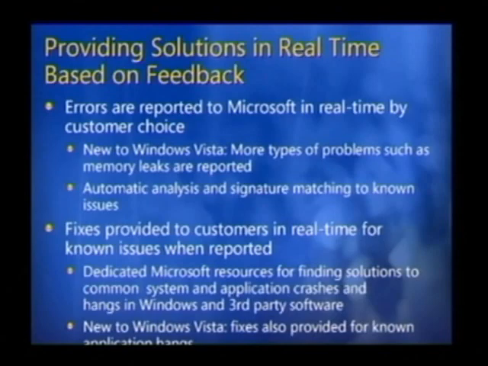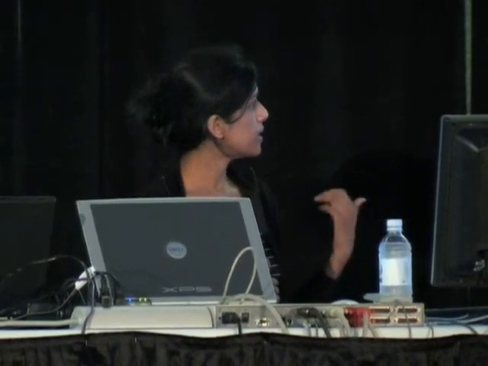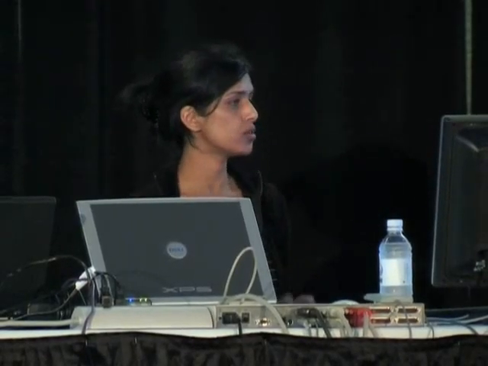We also have the Windows error reporting infrastructure. Now this is not new to Vista. It's been there since Windows XP. We've made a few big improvements in the Windows error reporting infrastructure. So the first thing is we have more types of problems that are reported in real time back to Microsoft. So memory leaks, as I mentioned before, is one of the new types of problems that we now report.